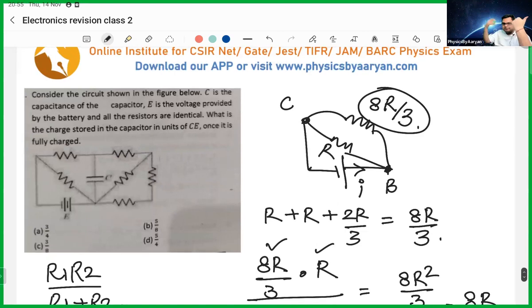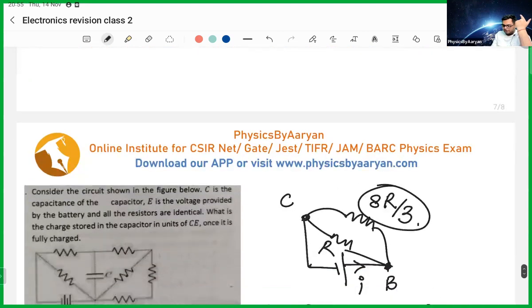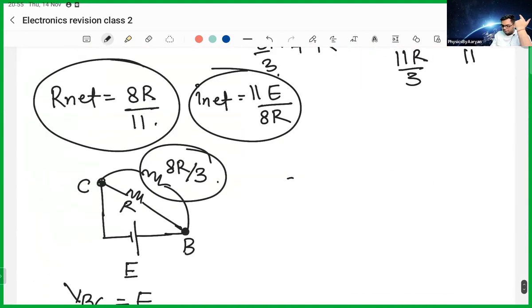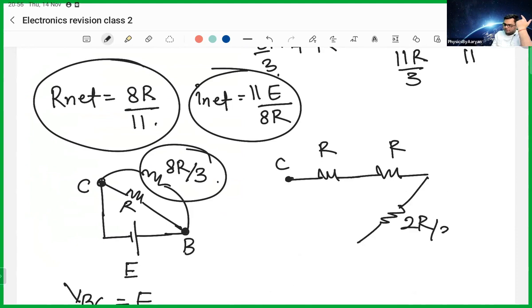Let's go back one step. How is this 8R by 3 made? So 8R by 3 was made because there was this R, then there was this another R, and there was this 2R by 3, or this 2R by 3 was coming like this. And this point was B, and this point was A. What I know is between C and B, this voltage is how much? E. Right? Between C and B the voltage is E.